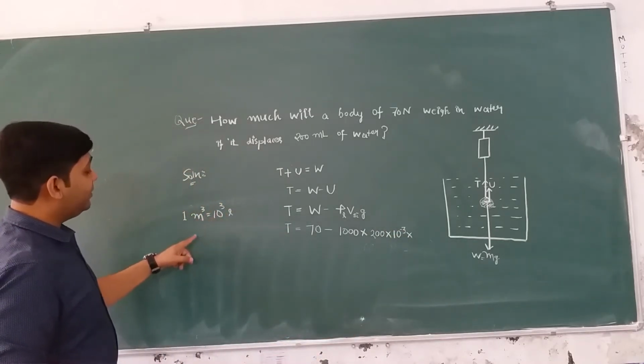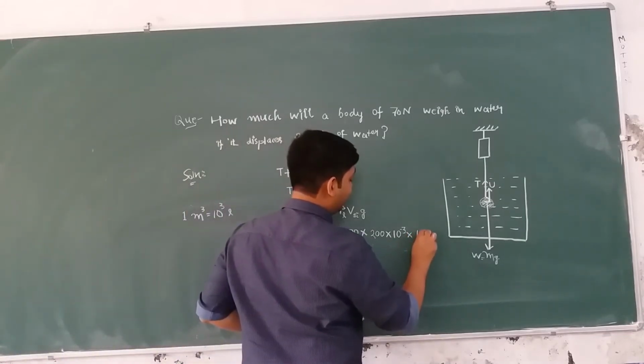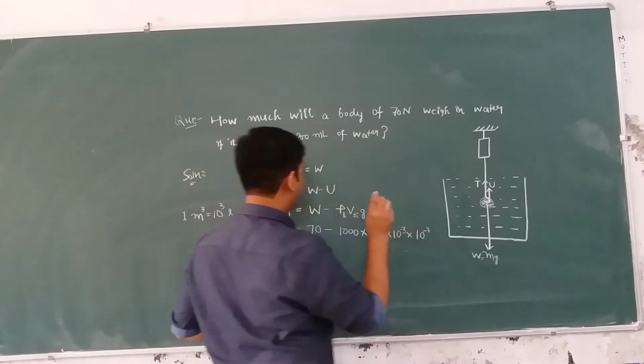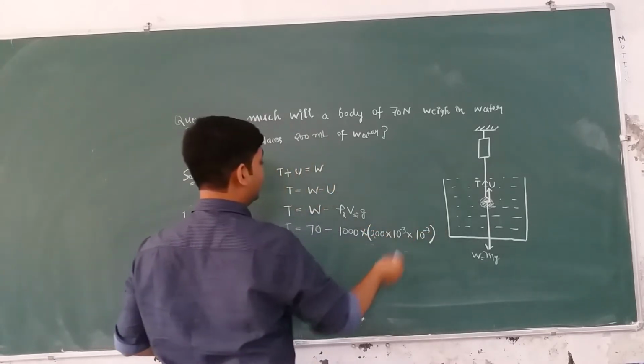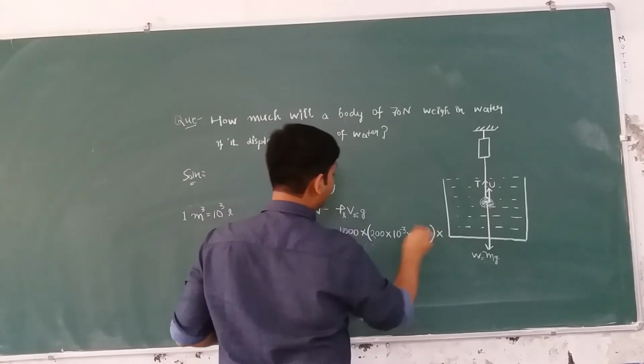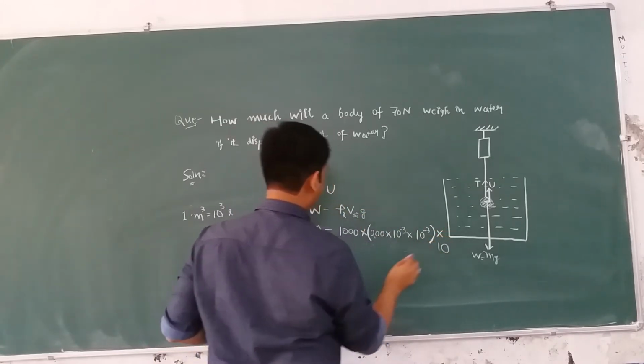So 1 liter will be equal to 10 to the power minus 3 meter cube. So we will again multiply it by 10 raised to the power minus 3, and now this is the volume in meter cube, right? And multiply by G. Let us take the value of G as 10. So multiply by 10, right?